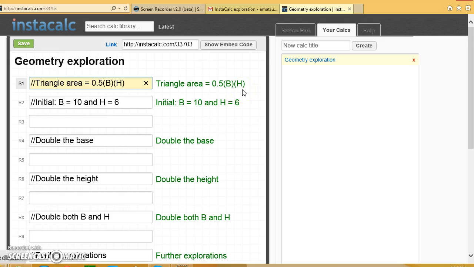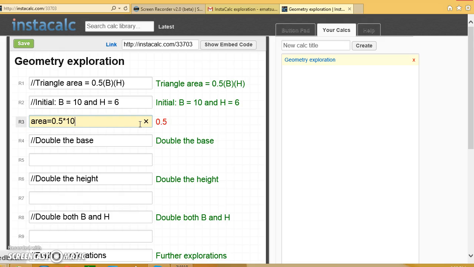Now notice that I can actually put comments on InstaCalc. I start the line with // and that tells InstaCalc that it's a comment, not an actual calculation. So triangular area is 0.5 times base times height. The initial one that we're looking at is a triangle with a base of 10 and a height of 6. So let's calculate the area of the initial triangle.